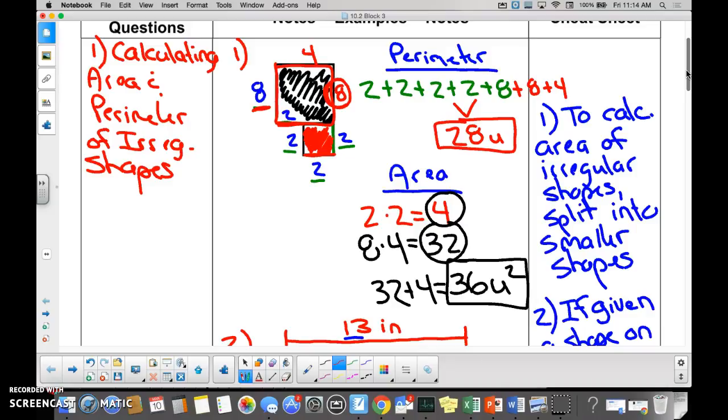So once you get all the dimensions, once you got the shape chunked or split into smaller shapes, you do your thing. For perimeter, you add up all the outsides. For area, we calculated the area of this guy right here using 2 by 2. We calculated the area of this guy right here using 8 by what, you guys? 8 by the big one. 8 by 4.